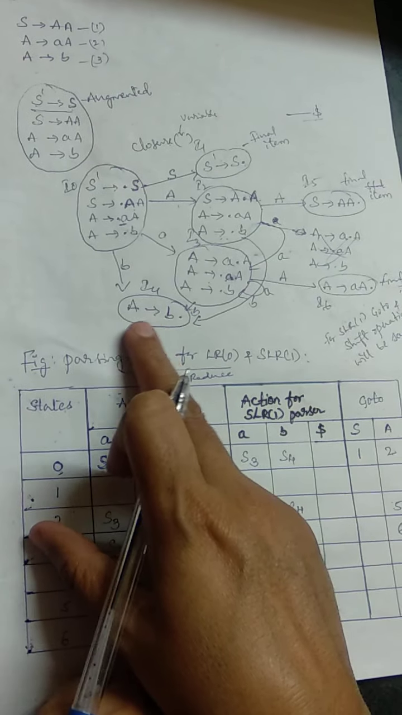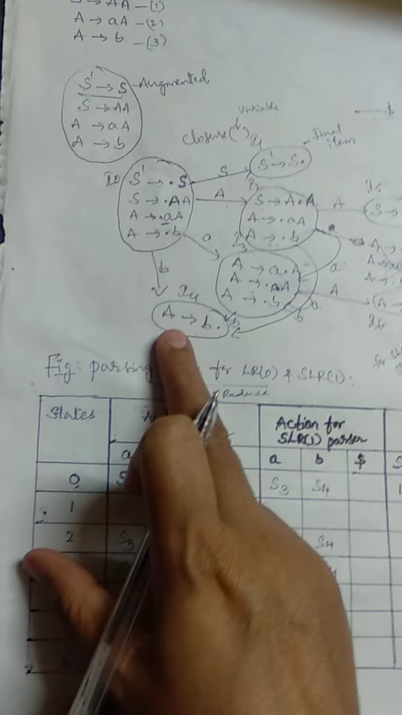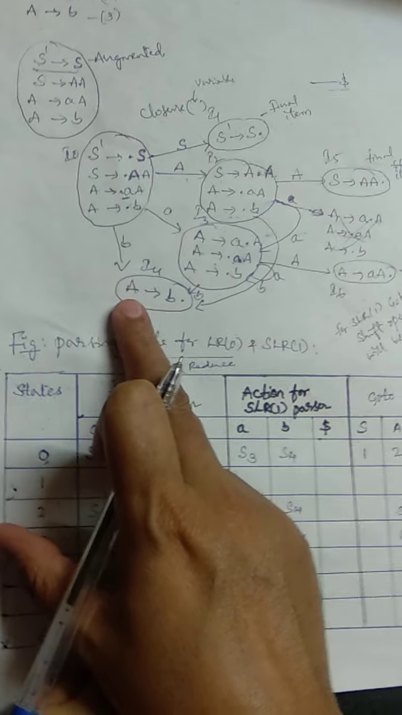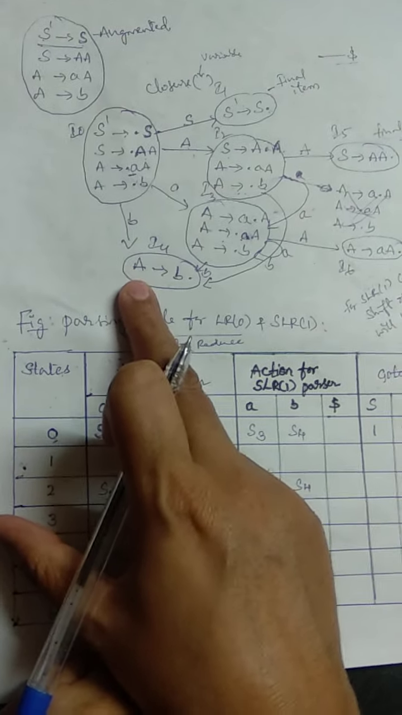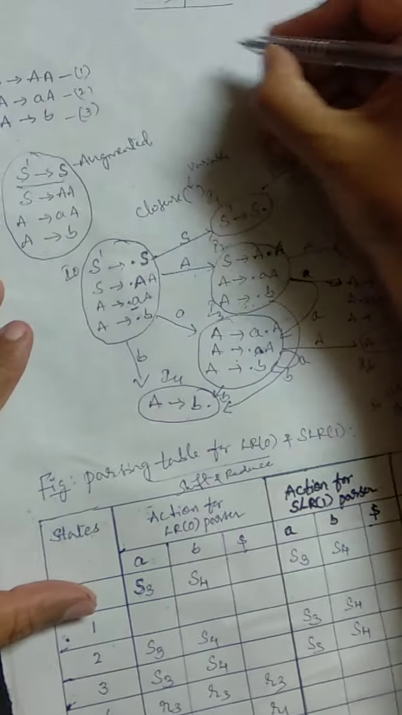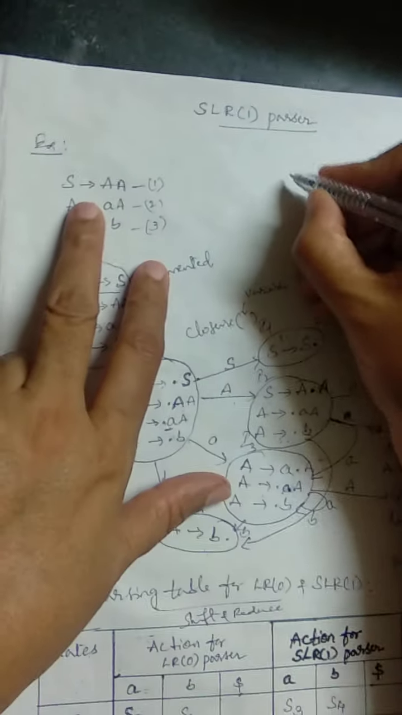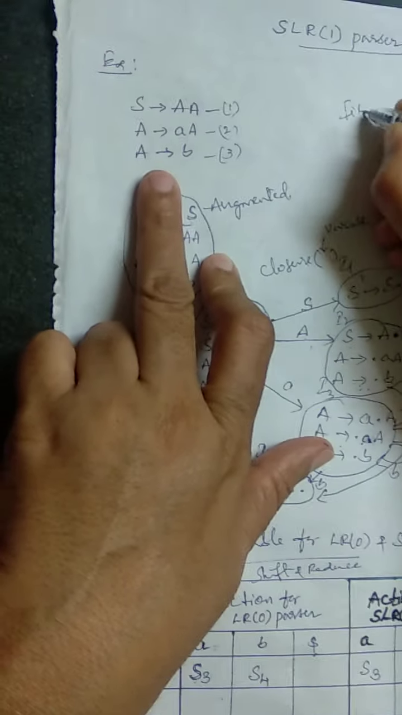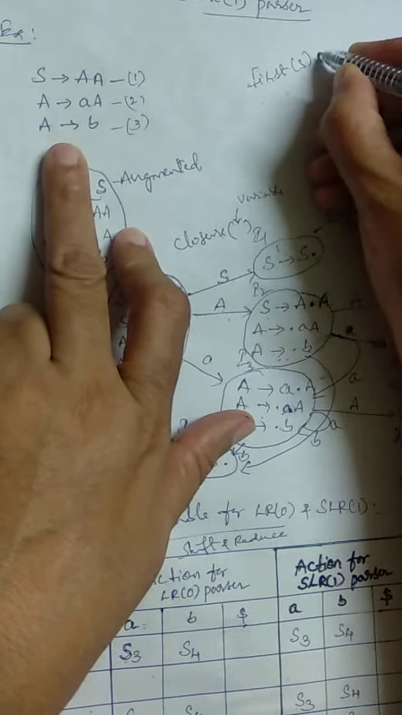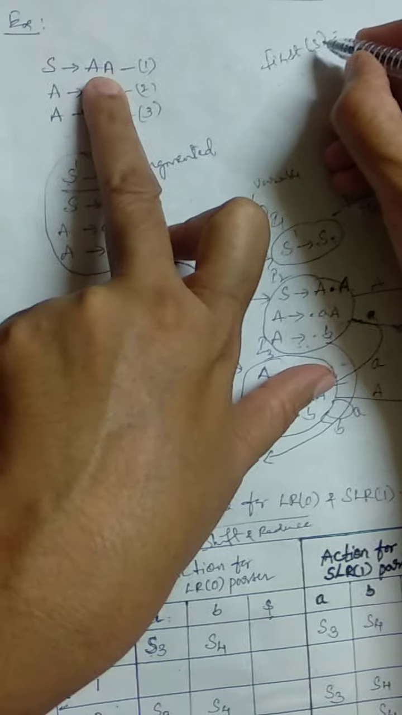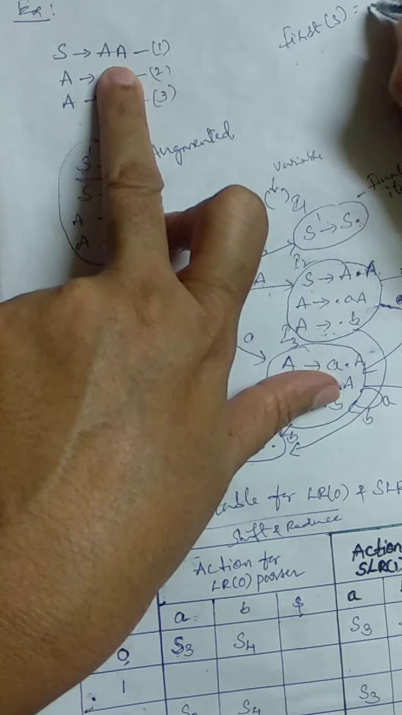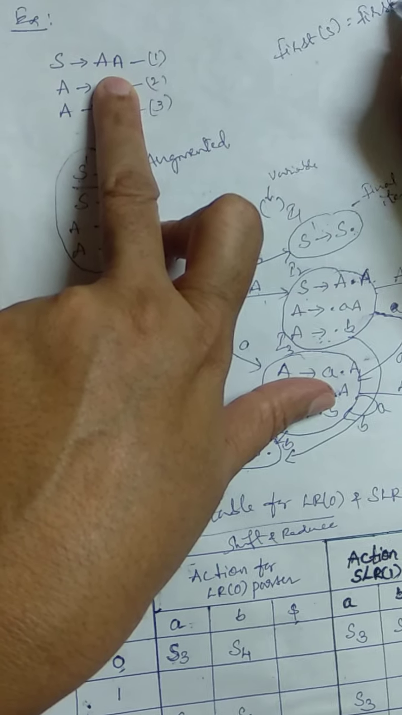What is the final item production here? The final item production is A implies B dot, right? So now I have to calculate the follow of A. So first we calculate first and follow for this grammar. What is the first and follow for this grammar? First of S is equal to what? The first symbol present in the body of the production is A, that is first of A.